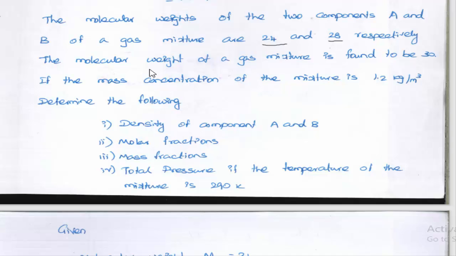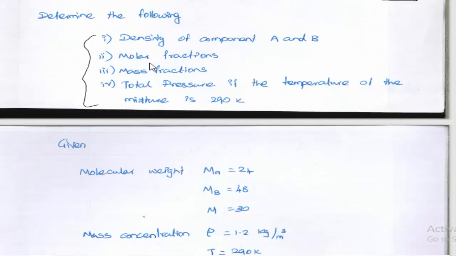So the total molecular weight of the gas mixture is found to be 30. If the mass concentration of the mixture is 1.2 kg per meter cube, determine the following. So we will solve the problem.